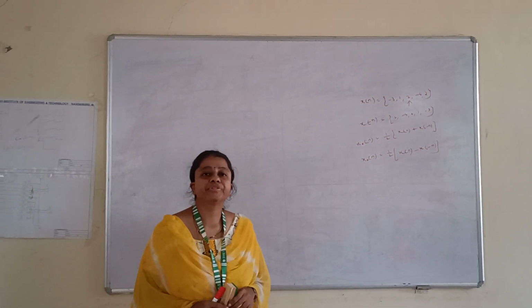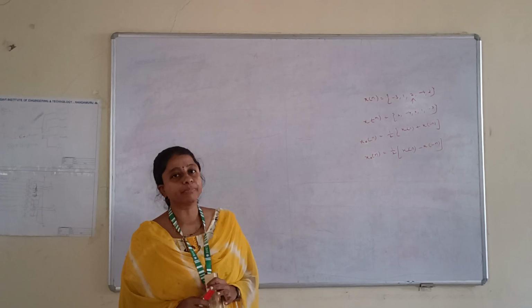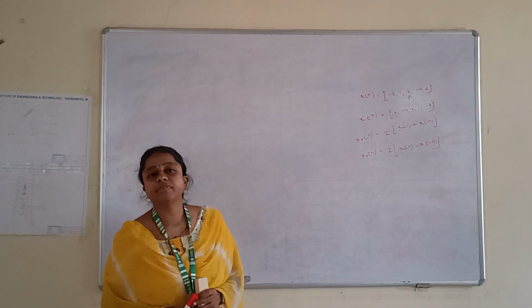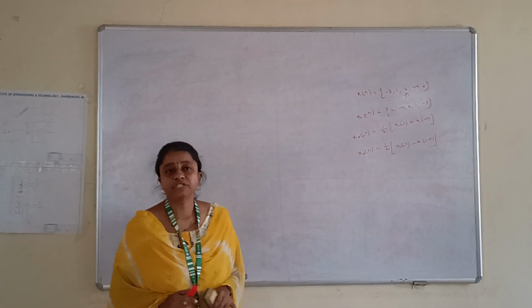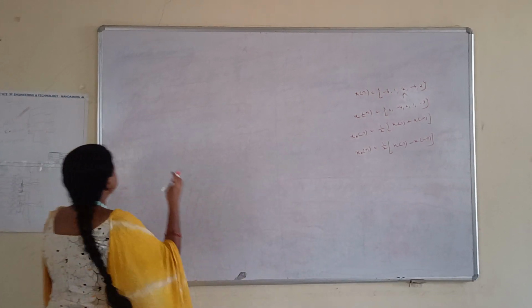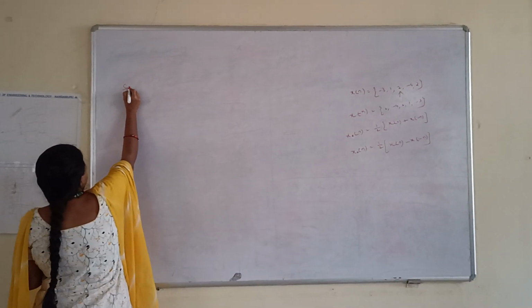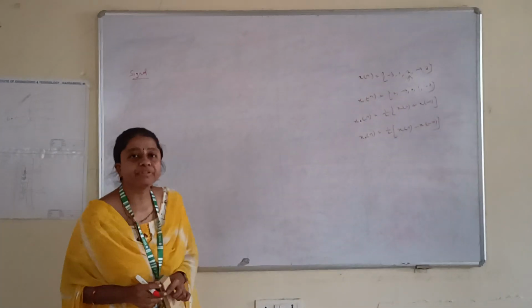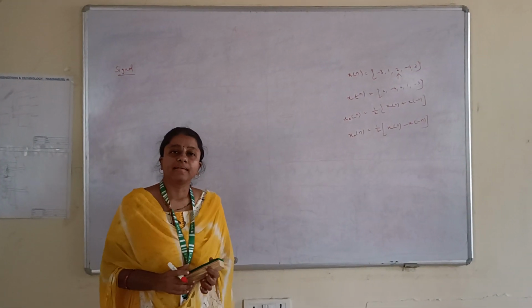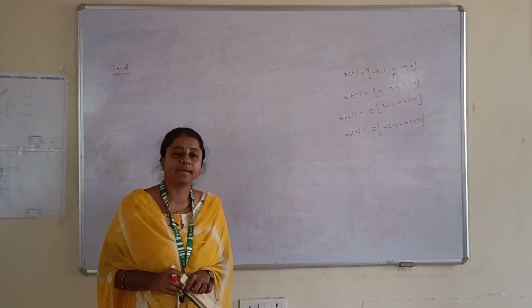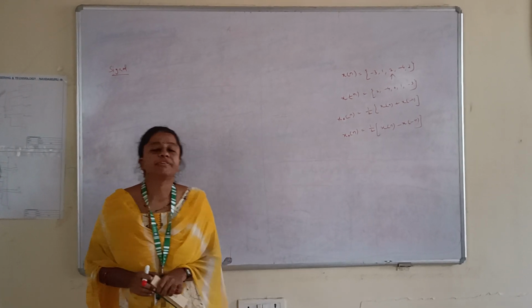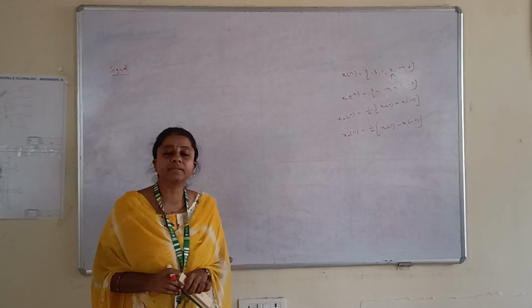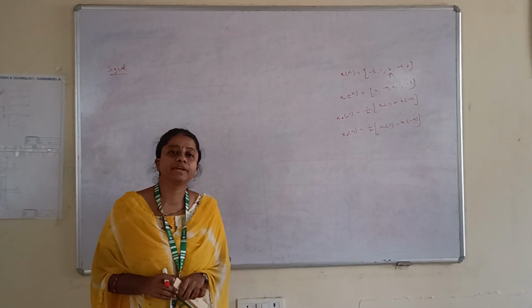Today I am going to discuss a topic in digital signal processing, that is about even and odd signals. First we discuss what is meant by a signal. So how do we define a signal? Anything that carries information is called a signal. In general, a speech signal can be an example of a signal.